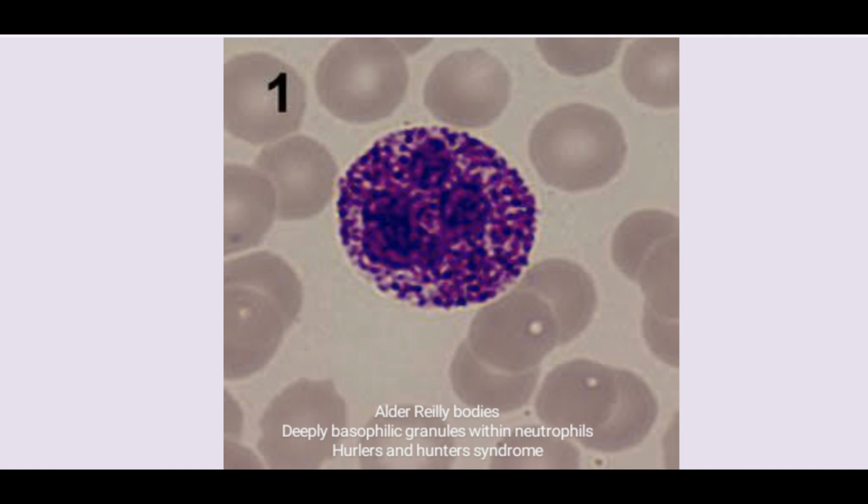Then these are Alder-Reilly bodies. Alder-Reilly bodies are deeply basophilic granules within the neutrophils. The very deep basophilic granules, very much bluish in color, in the neutrophils, are seen in Hurler and Hunter syndrome. Hurler and Hunter syndrome is basically a type of mucopolysaccharidosis.